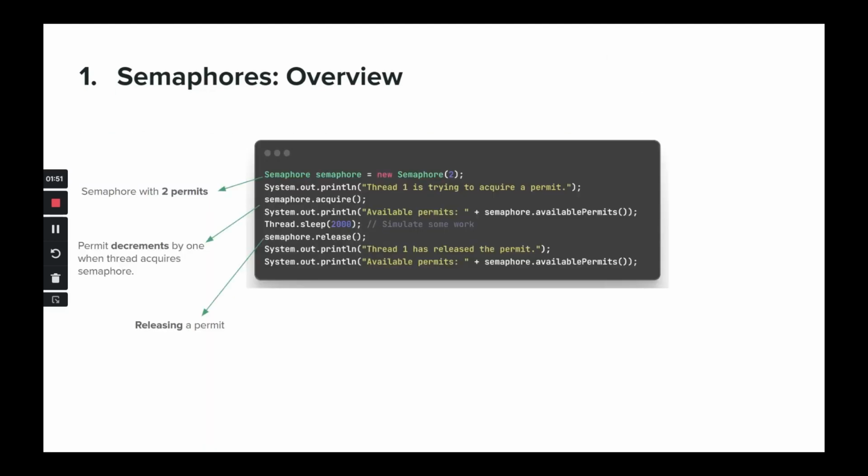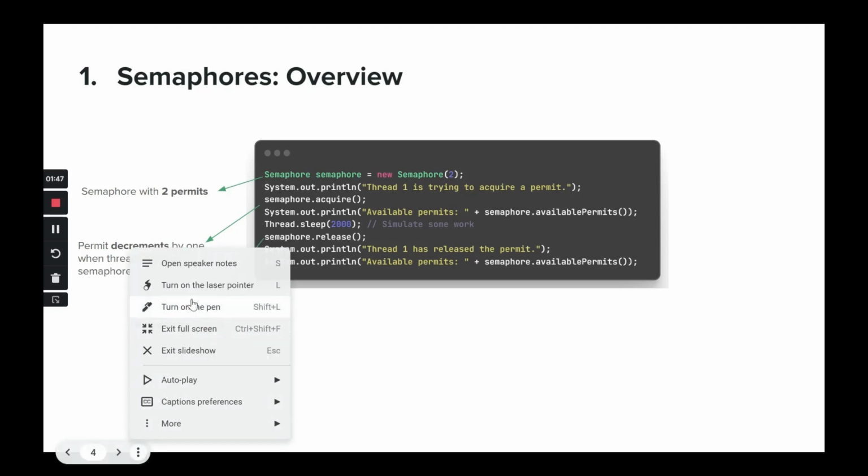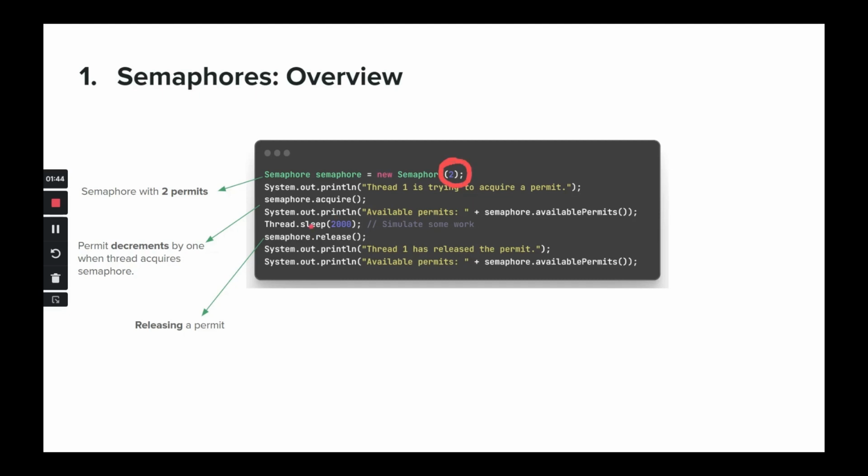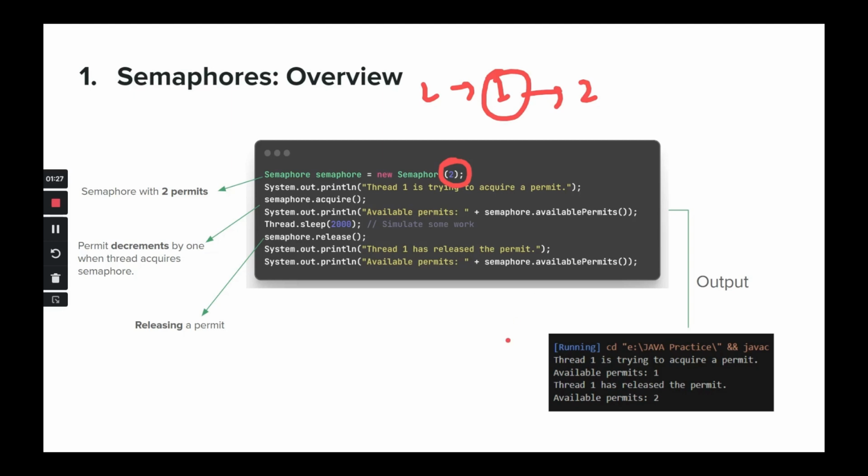If you take a look at this particular example, we have a semaphore which has 2 permits. You can imagine there are 2 gate passes available. When you acquire it, we know that the counter decrements, so 2 becomes 1. Then we print how many permits are available, so it should be 1. Then we sleep for 2 seconds and we release. When you release, it should get restored back to 2. This is what we are printing: Thread 1 trying to acquire, available permits is 1. When you release, it gets restored back to 2. So this is how the acquire and release methods work.